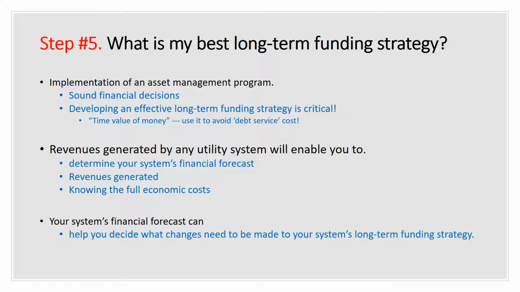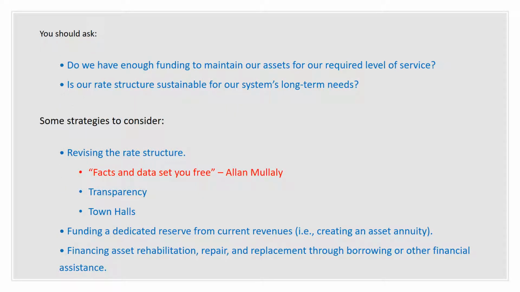So determine your system's financial forecast, the revenues generated, and knowing because you've adopted a methodology to build a plan and to capture your cost and your O&M cost, you now are in a position to know the full economic costs of maintaining your set of liabilities for their life cycle. So in step 5, you should ask, do we have enough funding to maintain our assets for a required level of service? And is our rate structure sustainable for our system's long-term needs? Two very critical questions.